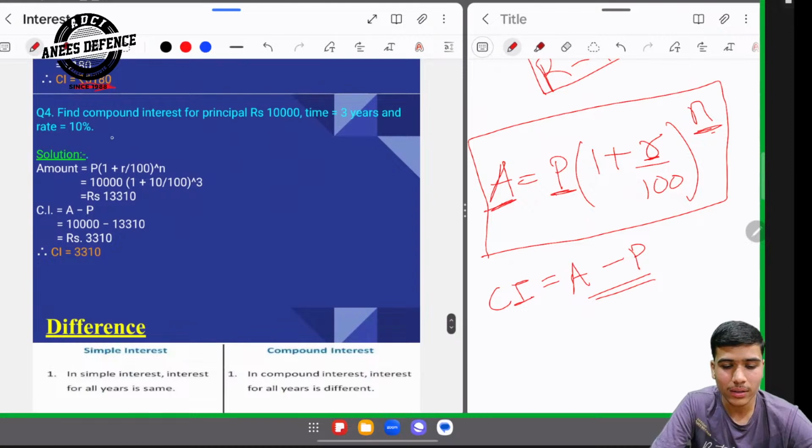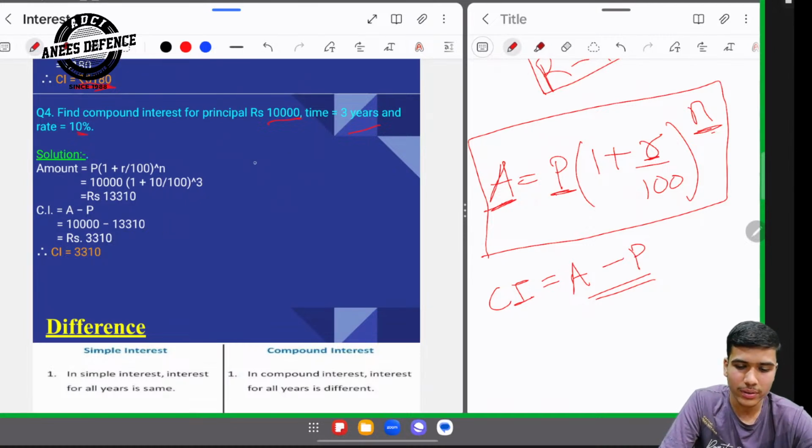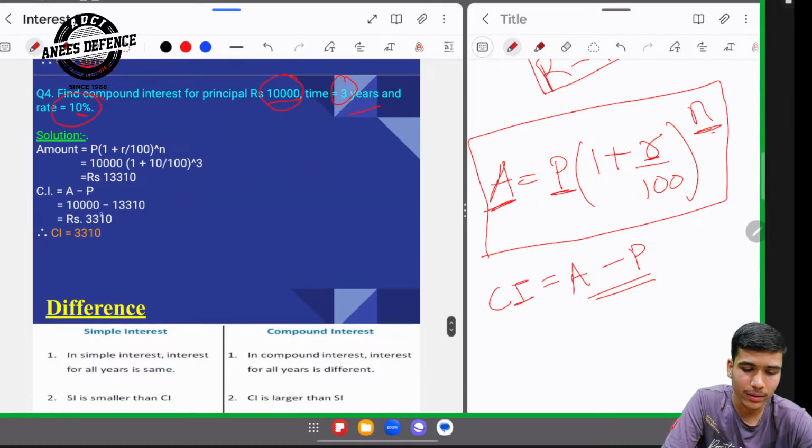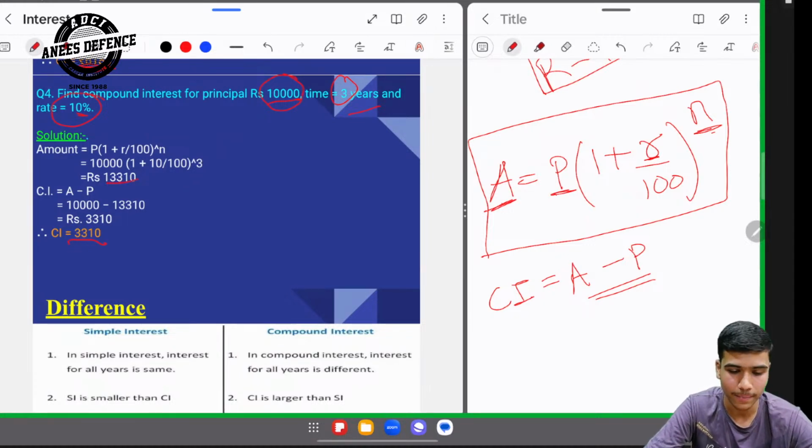Next example, find compound interest for principal 10,000, time period 3 years, and rate of interest 10%. So this is a very simple question where 10,000 is principal, 3 years is time period, and rate of interest is 10%. After calculating, we will get amount 13,310 rupees, and compound interest is 3,310.